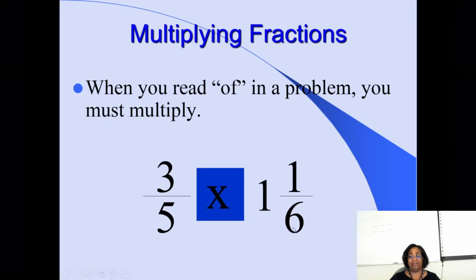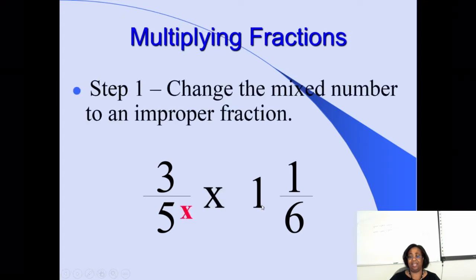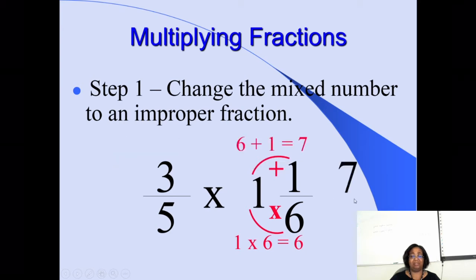So take the denominator, multiply it by the whole number. If I do that, I get 6. Then take that product and add it to the numerator, which gives me 7. Keep the same denominator, which is 6. Now this process is written for you on page 2 with a bunch of practice. Take the denominator, multiply it by the whole number, take the product and add it to the numerator, keep the same denominator. So the improper fraction for 1 and 1/6 is 7/6.